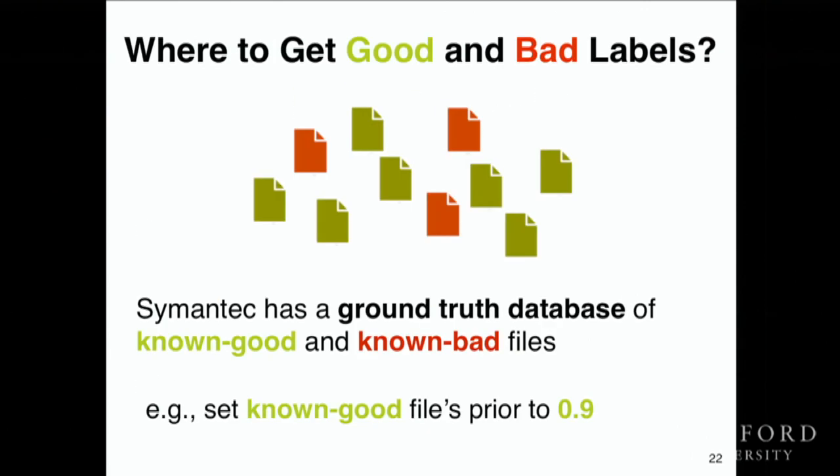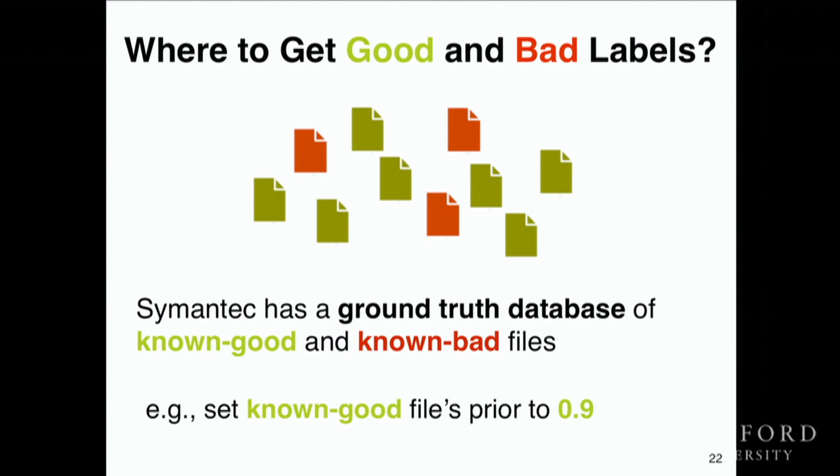So a little bit about the information that Symantec does have. They know some files are good, some files are bad, so they call that known good and known bad files. And they put it in a ground truth database. So how we might use this known good and known bad information is we can say, for a file that we know is known good, its prior probability of being good, or prior information, without doing really anything, is close to 1 or 0.9.